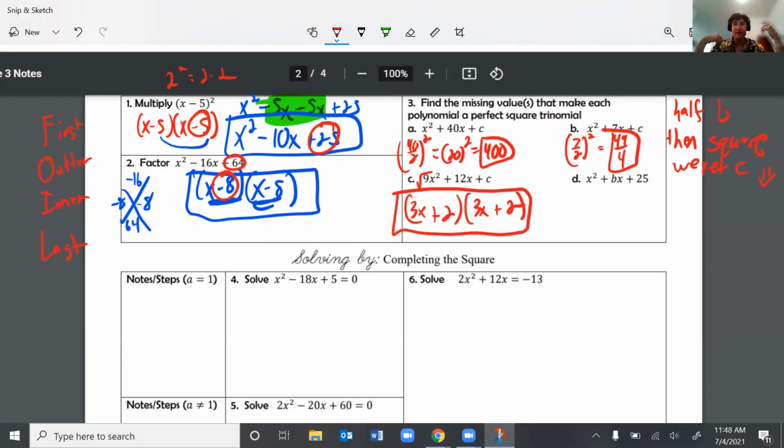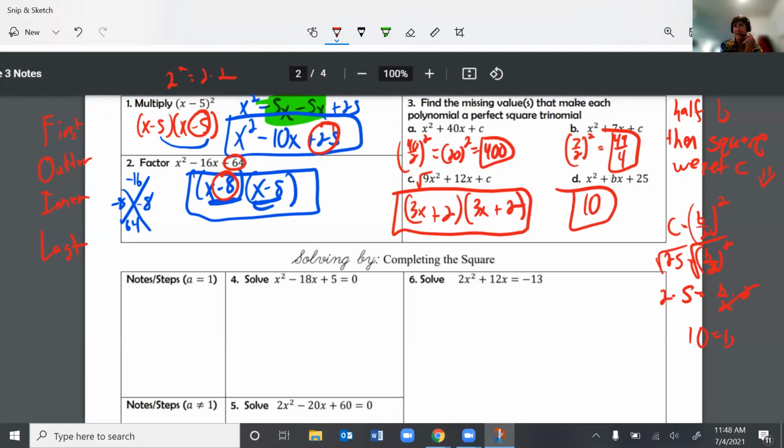And the last one, we want the middle term, so you might need to work a little bit backwards. If you think about a formula, c was equal to b over 2 squared. Now we're given c is 25. So we have 25 is equal to b over 2 squared. So start by taking the square root, which is 5, is equal to b over 2, and then multiply both sides by 2. So b would be equal to 10.